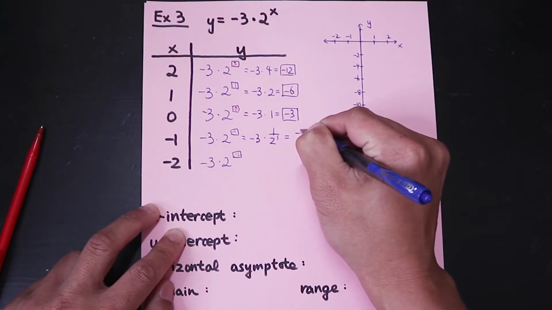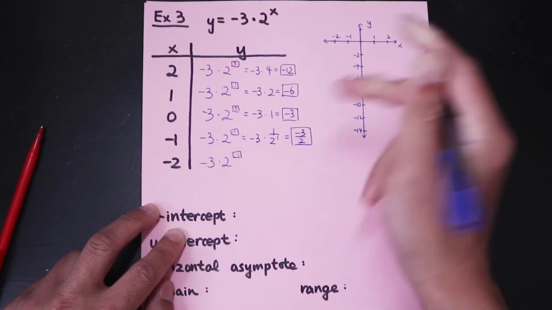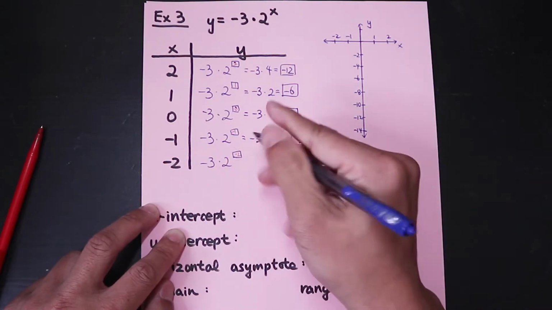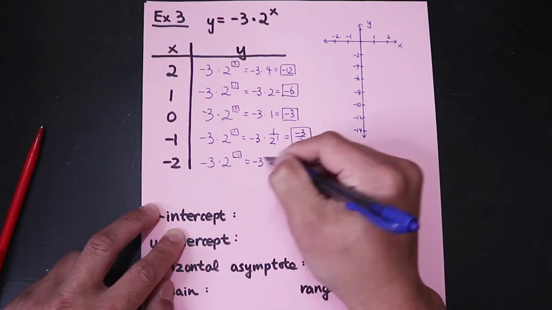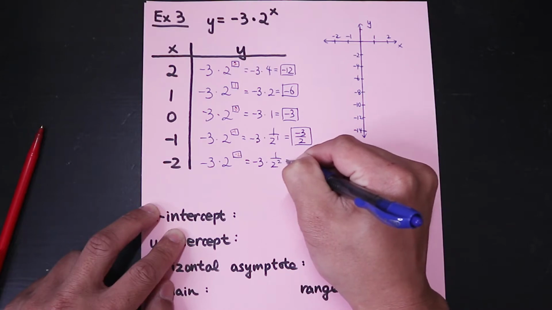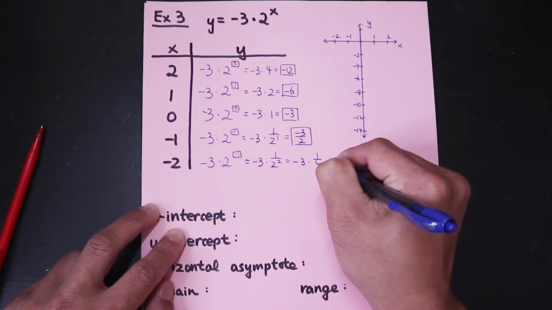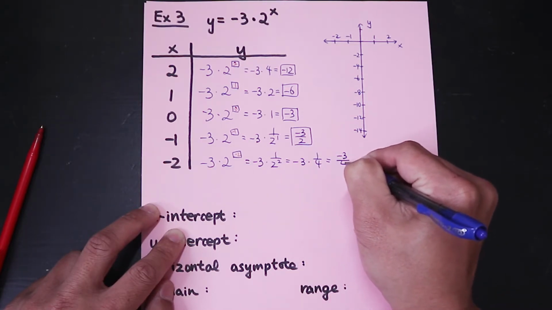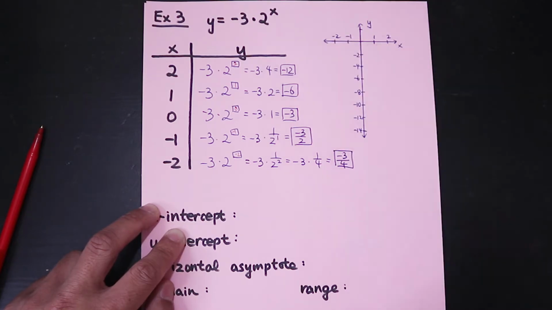So which is the same as negative 3 halves, okay? And then when x is negative 2, again, you make it a fraction. So negative 3 times 1 over 2 squared, which is negative 3 times 1 over 4, which is negative 3/4, right? And then these are your 5 y values.